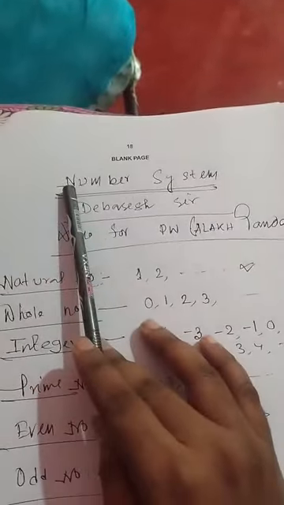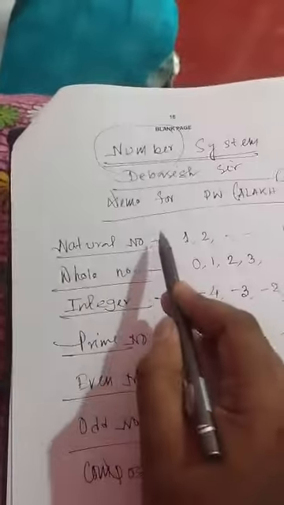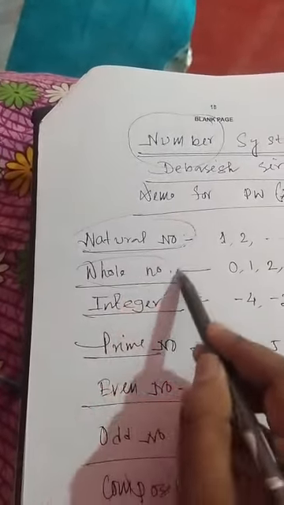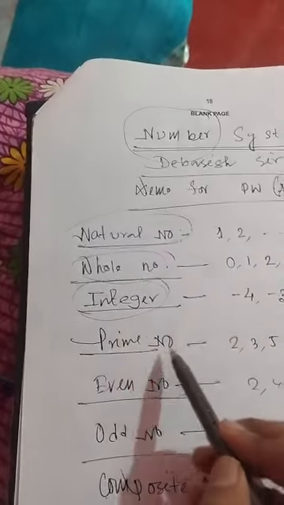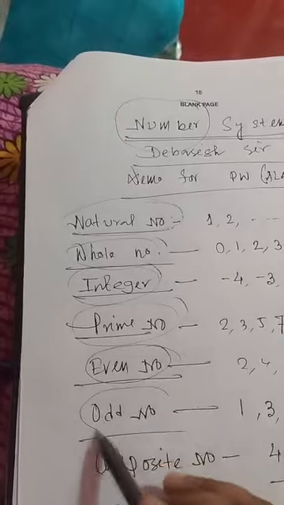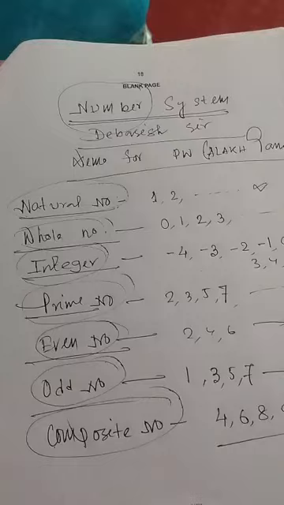So basically, number system comes from the word number. So what is number? It is classified as natural numbers, whole numbers, integers, prime numbers, even numbers, odd numbers, and composite numbers. If I describe the short one, what is a natural number?